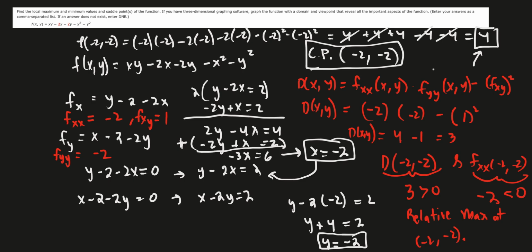So this is our relative maximum value, and we get this value at our critical point. But what do we want? We want to find the local maximum and minimum values. And so this is our relative maximum, or local maximum, value. And we are done with this problem.